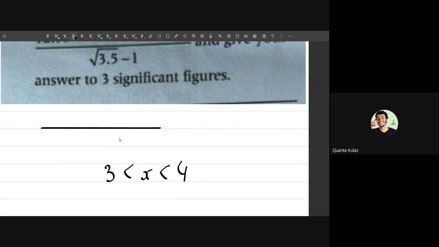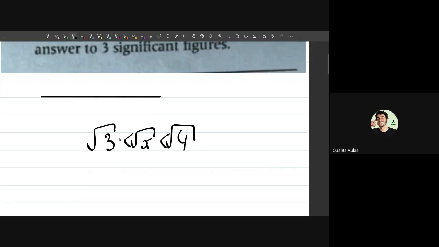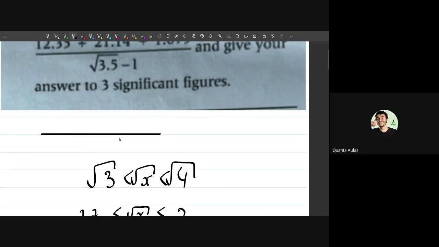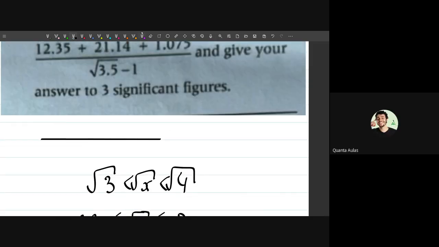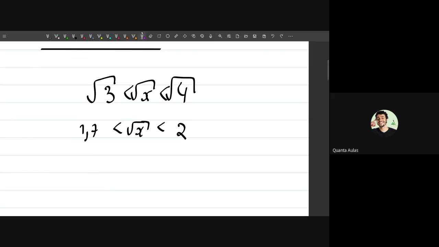So we need square roots. So we can do the square root in the three sides. I know square root of 3 is 1.7. The square root of 4 is 2. Our number is a number between 3 and 4. So our answer is also between them, I think it's 2.